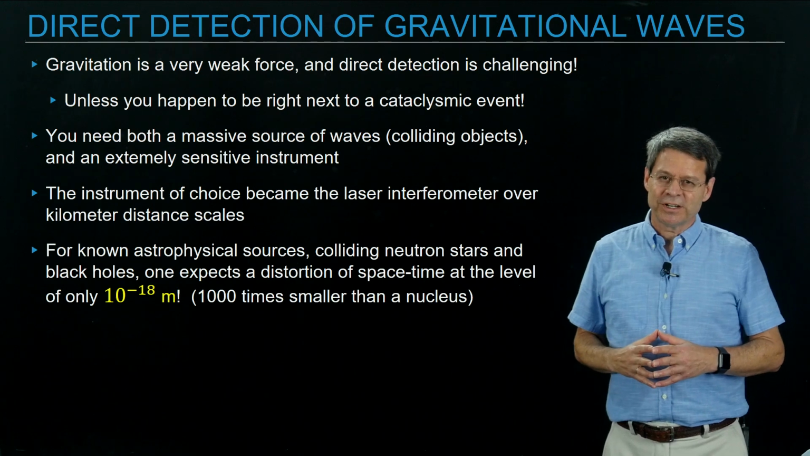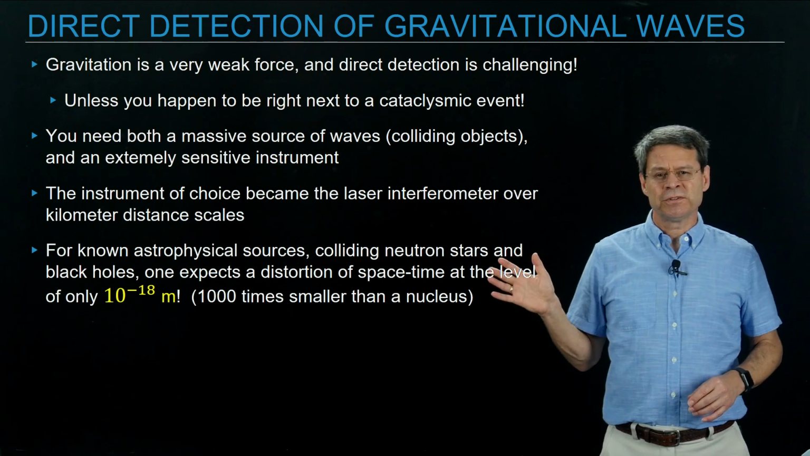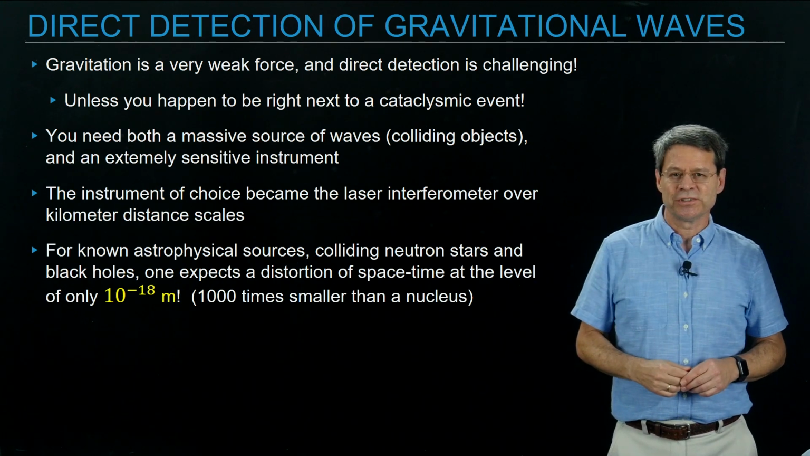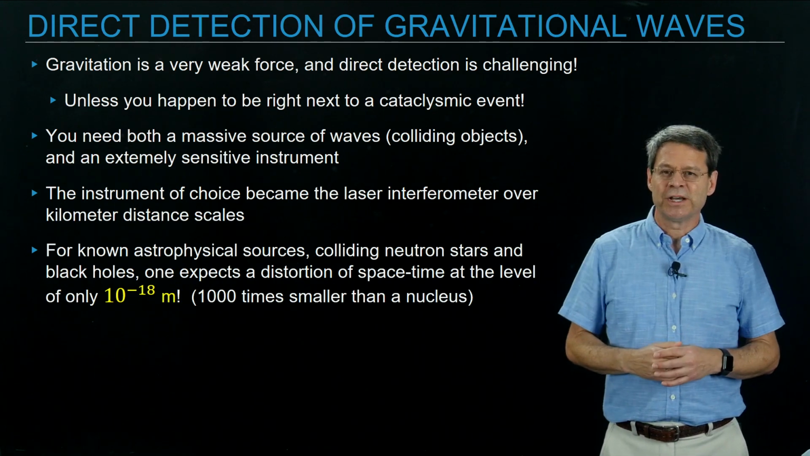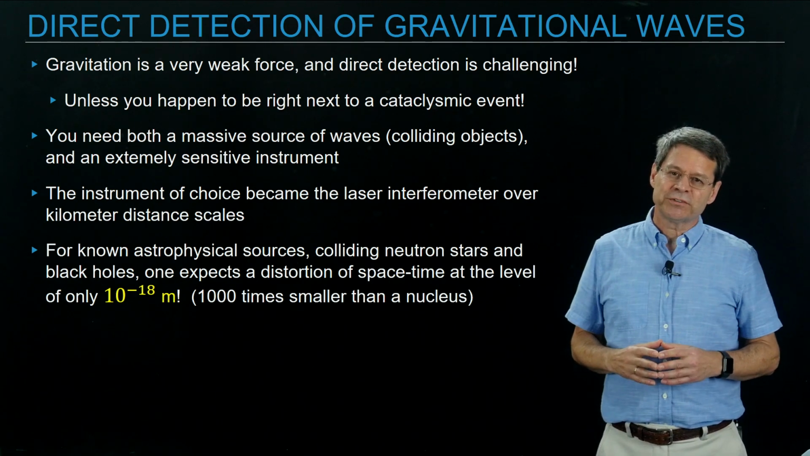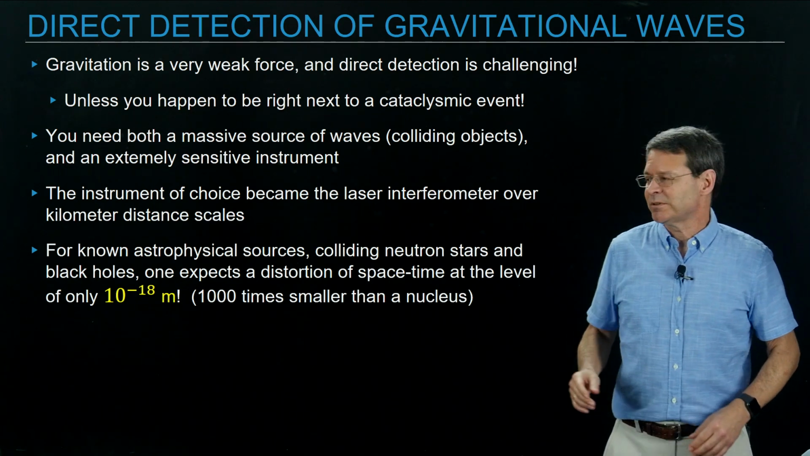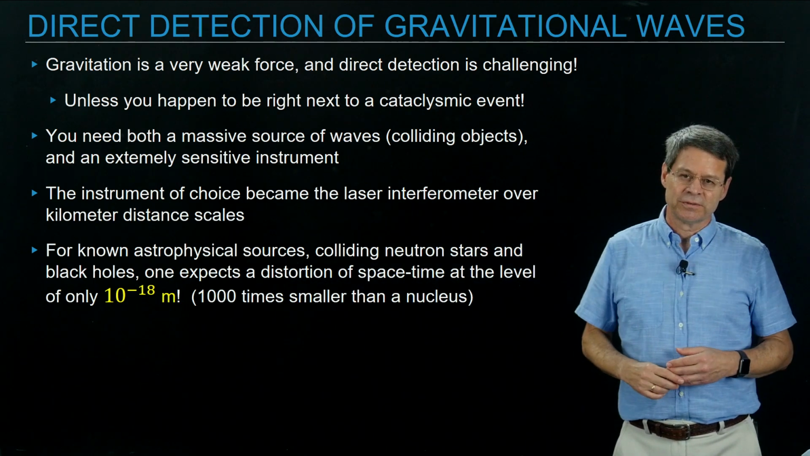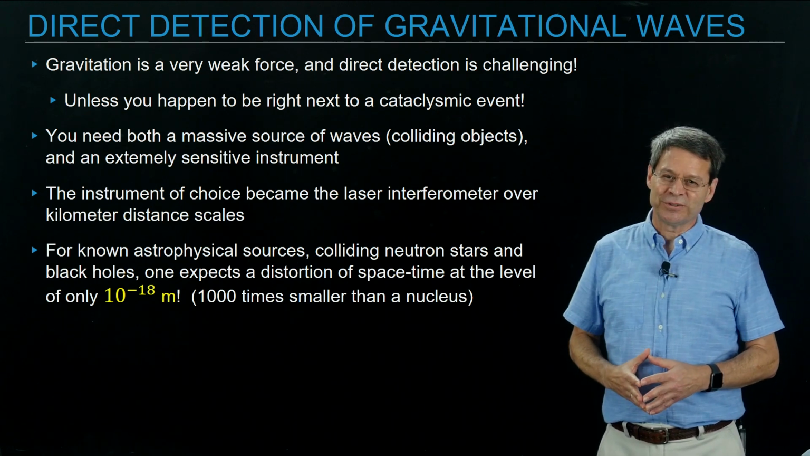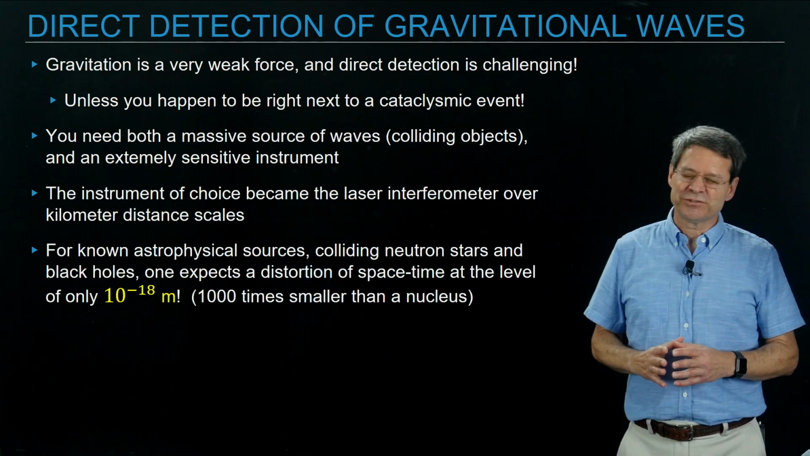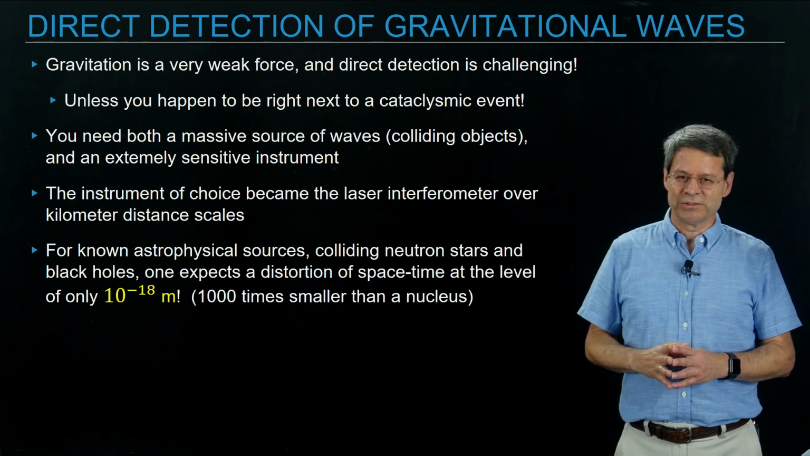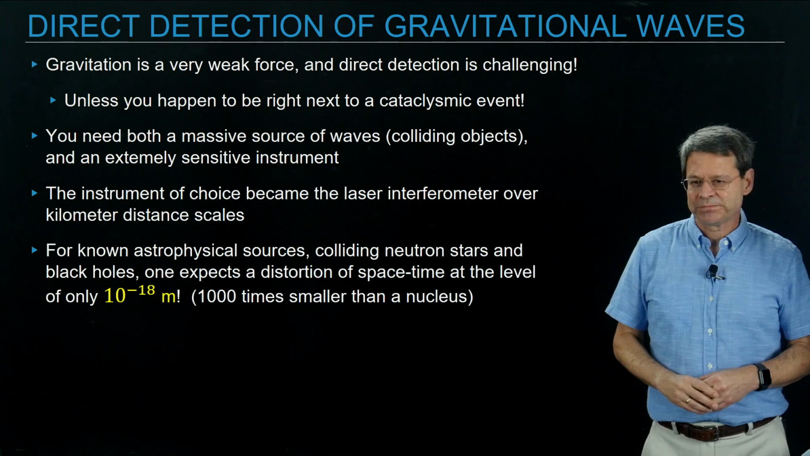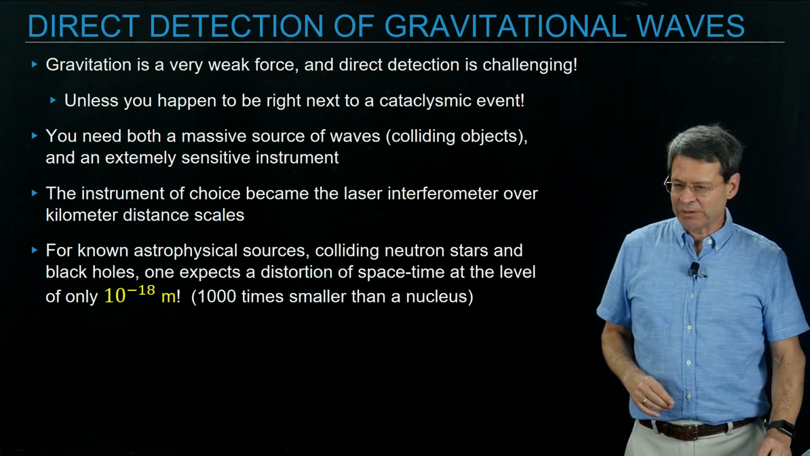Now, how weak are we talking about? Well, for known astrophysical sources, like colliding neutron stars, they spiral in and merge into each other, crash into each other, or merging binary black hole systems, one expects a distortion of space-time at the level of only 10 to the minus 18 meters at Earth, which is 1,000 times smaller than a nucleus. So we're talking extremely small distortions from these gravitational waves from many, many light years away. Thousands, in fact.